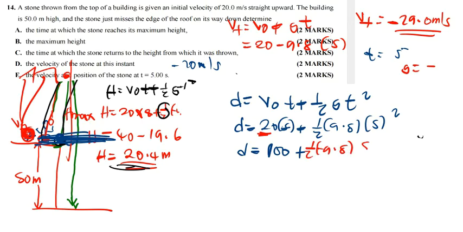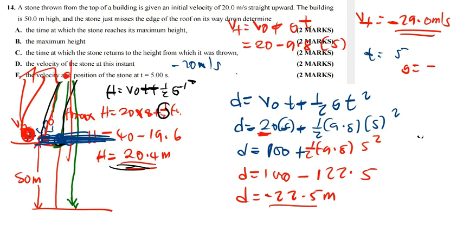Yes. 5 squared. So I have 0.5 times 9.8 times 5 squared. So I'll have d equal to 100 minus 122.5. d will be equal to negative 22.5 meters. It is telling us that it was going down, therefore the displacement, the position, is 22.5 meters below.